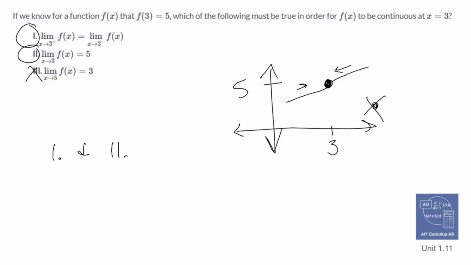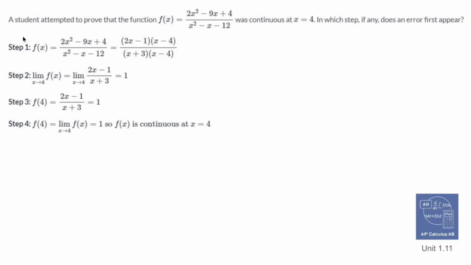A student attempted to prove that the function f of x equals 2x squared minus 9x plus 4 all over x squared minus x minus 12 was continuous at x equals 4. In which step, if any, does an error first appear? All right, I have a feeling that this is not continuous and he's just going to find himself to be wrong. So let's see if he factored this out right. 2x squared minus 9x plus 4 is 2x minus 1 times x minus 4. If I were to FOIL that out, I'd get 2x squared minus 8x minus 1x plus 4. So that checks out.